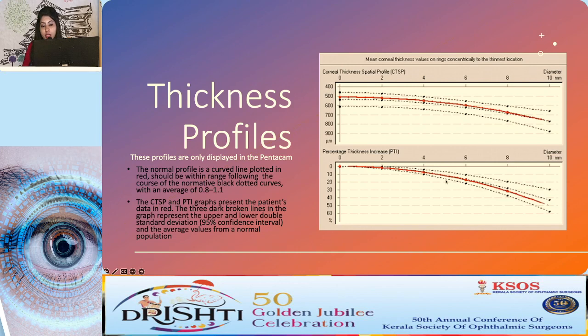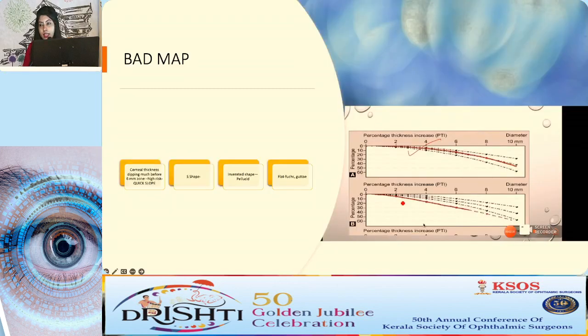But if it is coming down like this, in this scan you can see the tested cornea's values are way below the normal set standards. That means there is some issue with it. It is ectatic. And if the corneal thickness dips way below at the 6 millimeter point, this is a 6 millimeter point, if it dips below the 6 millimeter, that is called a quick slope, and it is highly suggestive of keratoconus.